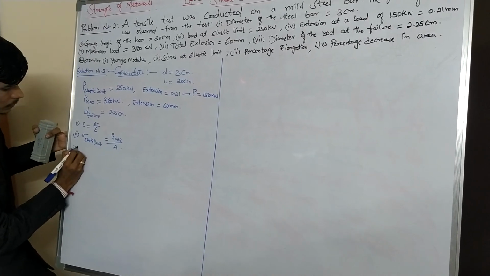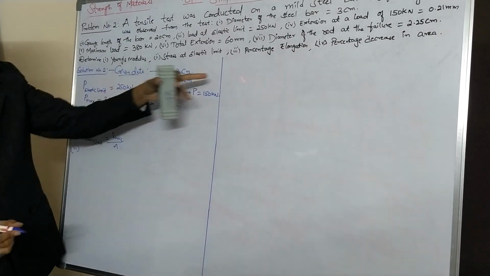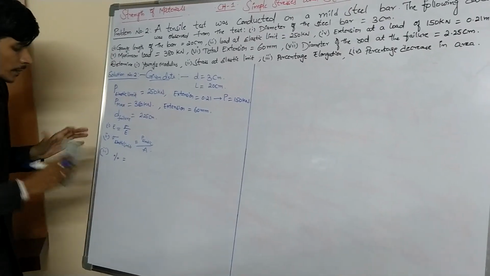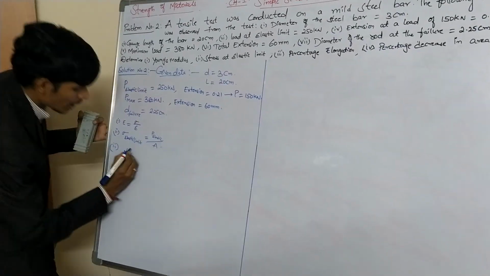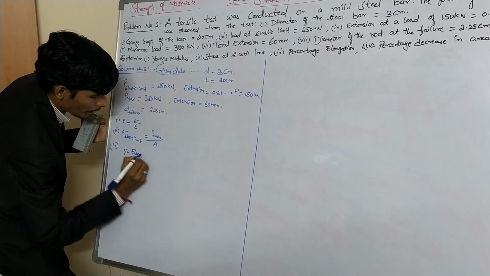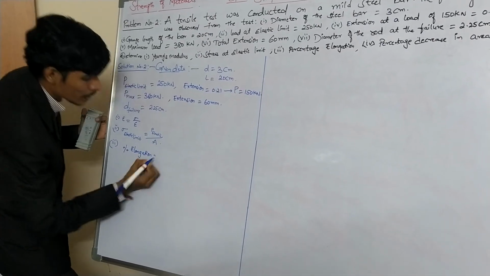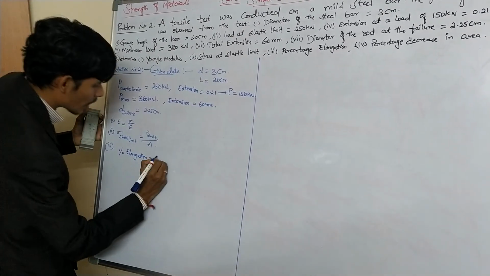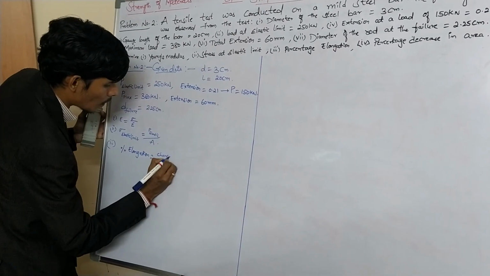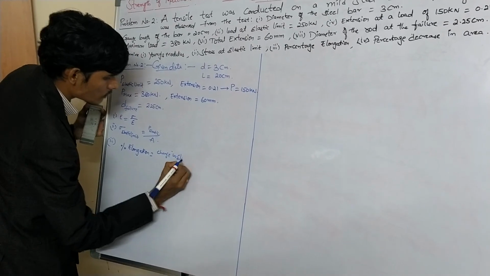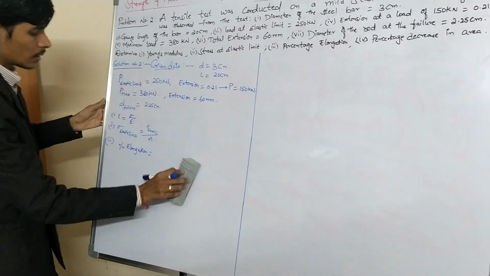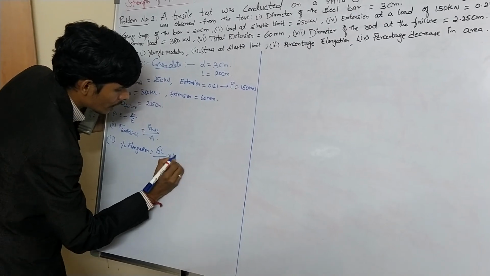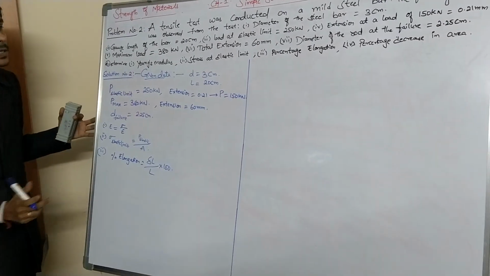And third, percentage elongation. Percentage elongation is change in length by original length, into 100. By 100 it is percentage.